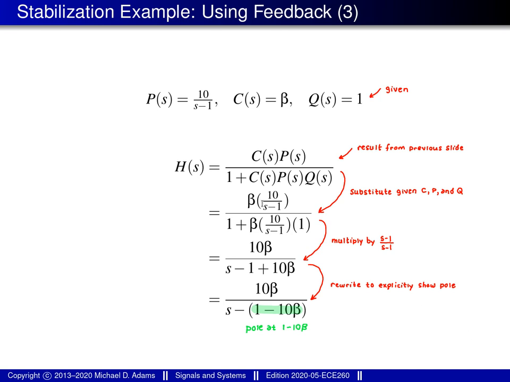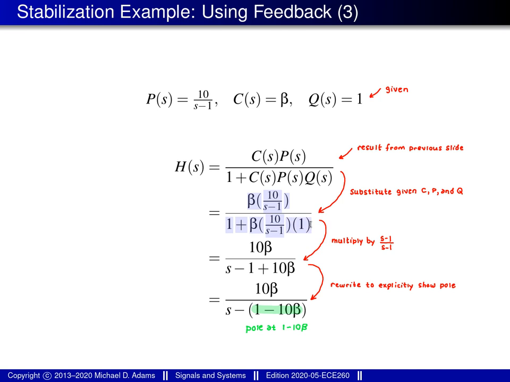On this slide, we're going to start with the formula for h that we had at the bottom of the previous slide, namely this formula here, and we're going to substitute for the functions cp and q that appear in this formula, the functions that were actually given for cp and q, namely these formulas here. When we do this, we obtain this next line here.